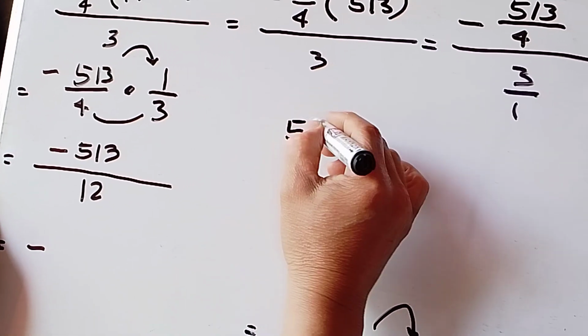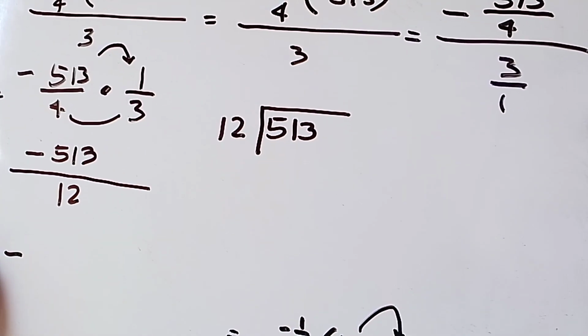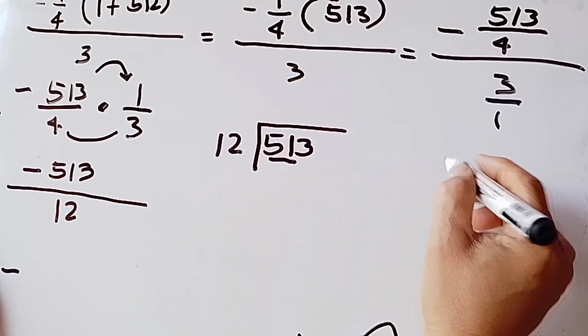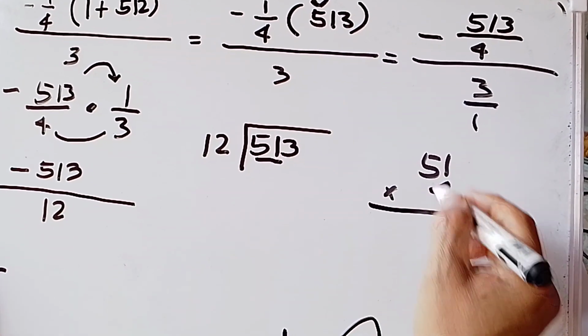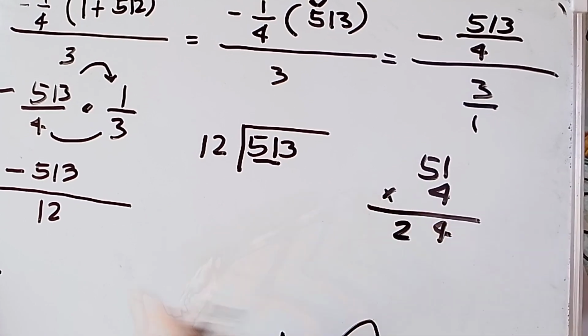So, 513 divided by 12. Okay, estimate 51. How many 12 are there in 51? So let's say 51 times 4. So this is 4. 5 times 4 is 20. Oh, sorry, it's more than.